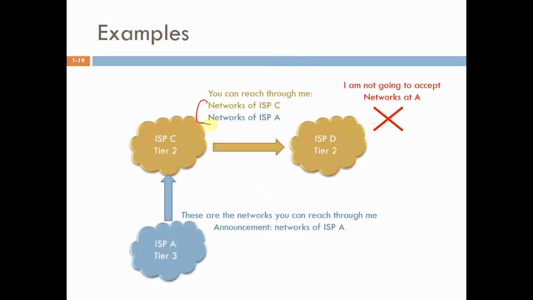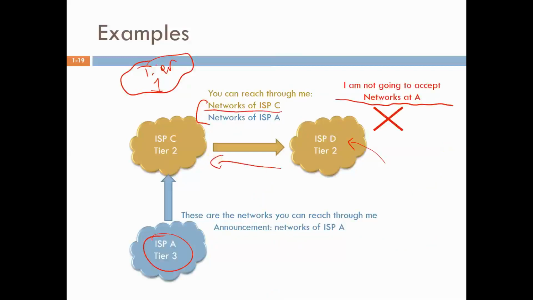If ISP C makes these two announcements to ISP D, ISP D actually has the freedom to accept or reject all or part of it. For example, ISP D can tell you, I'm not actually going to accept the networks at A. I'm not going to forward to you through this link the traffic going to the networks at A. And so in this case, if ISP D receives a packet that is going to ISP A, it will not forward it to ISP C. So ISP C in this case will have to rely on the tier 1 provider to forward the packets of network A. However, if ISP D receives packets that are going to the customers of ISP C, they can actually be forwarded in the reverse direction.